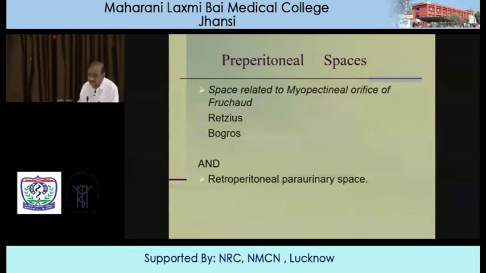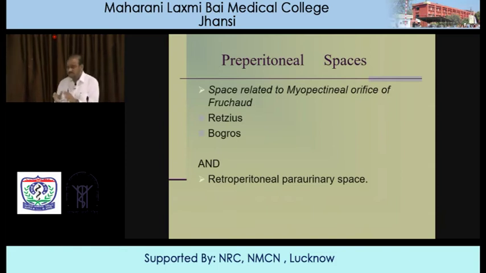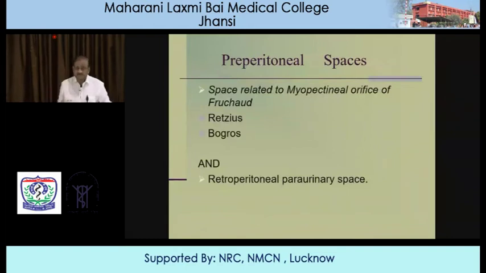And what are these? So we have to understand the spaces related to myopectineal orifice. So we know about the Cooper's ligament, the whole thing. The space of Retzius and the space of Bogros are two spaces which need definition. And then, of course, the retroperitoneal paravesical space. So what's this? Now, if you look at the transversalis fascia, this is a fascia coming like this, from your back coming anterior. Go back from where? From the paravesical spaces. The supracondylar fascia is part of the transversalis fascia. It comes down, combines, and when it comes anteriorly, it gets reflected as the transversalis fascia. So it's one single fascia. One single fascia. Right? So even the retroperitoneal paravesical space is a part of the preperitoneal space.